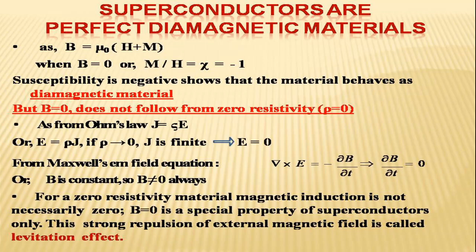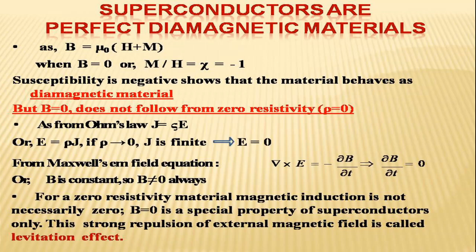How? That we will see now. We know Ohm's law, J = ρE, or E = ρJ, where E is the electric field, ρ is the resistivity, and J is the current density. So if ρ is equal to 0 and J is finite, that implies that E is equal to 0.